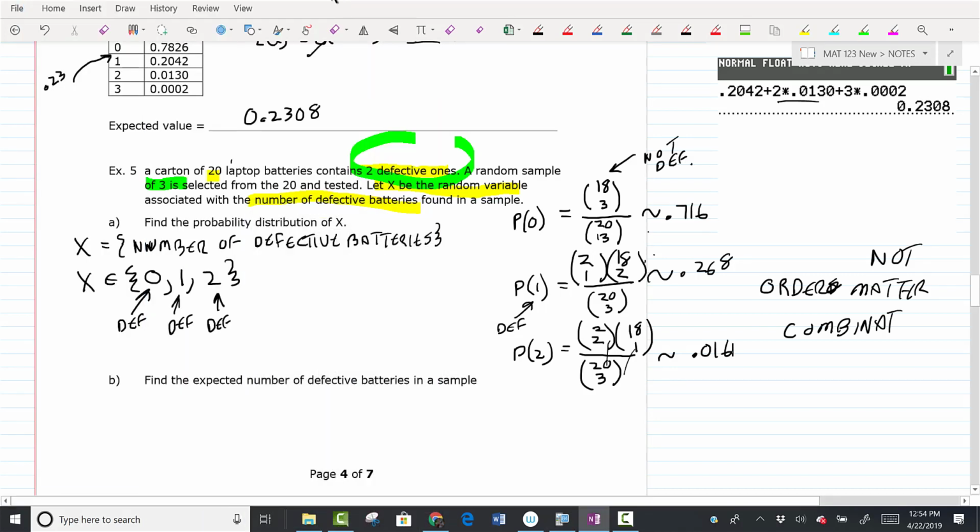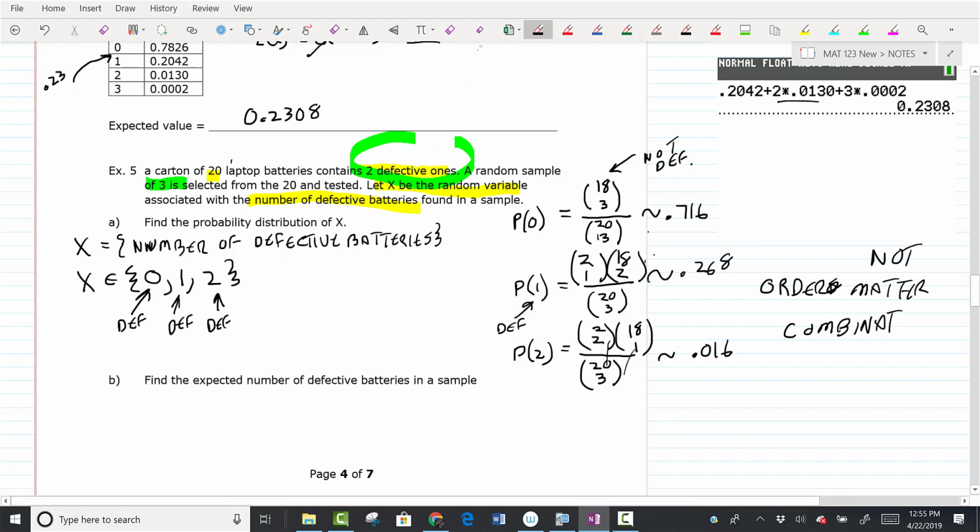Okay, so we got that. Now, does it make sense to you guys that the highest probability is that you will get no defective batteries? Yeah, there's 20 batteries and only 2 are defective. So that's the highest probability. The probability of getting 2 defective batteries is real low, because there's only 2 out of the 20 in there like that.